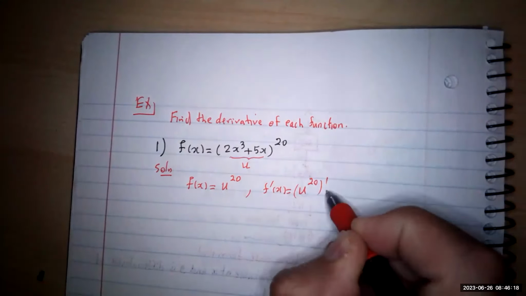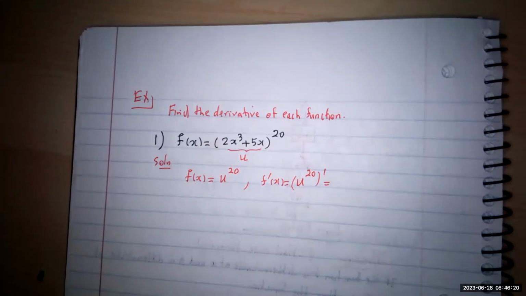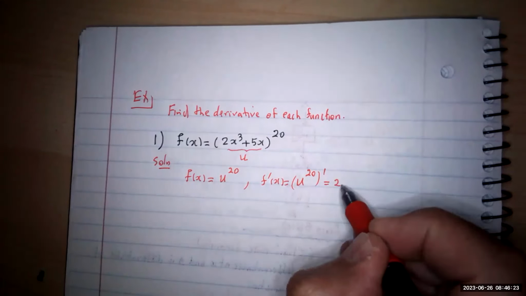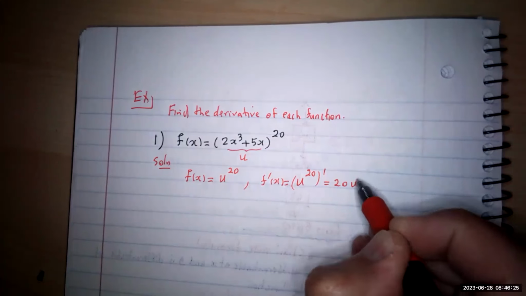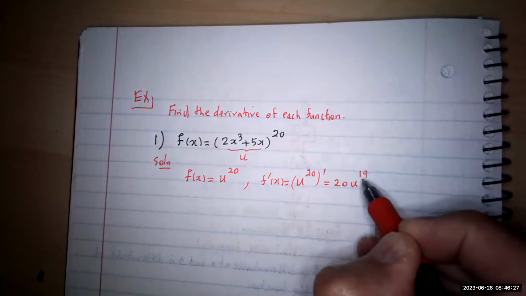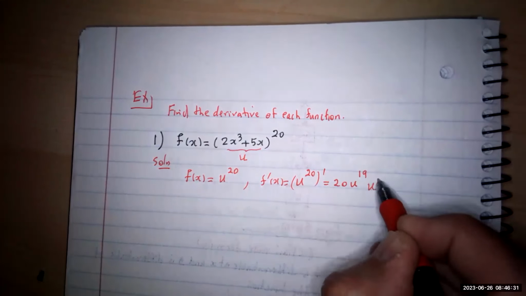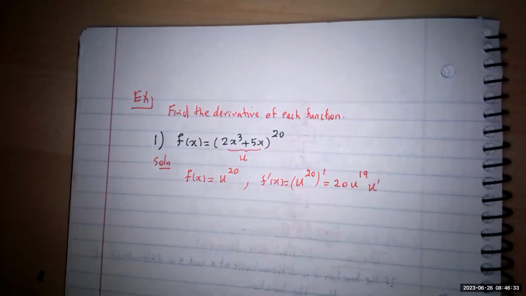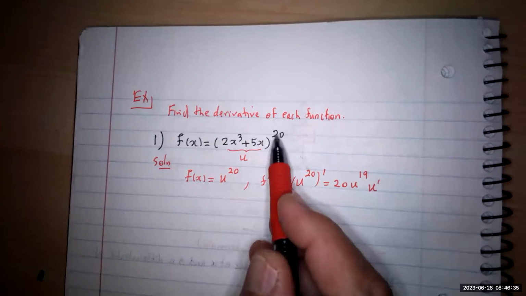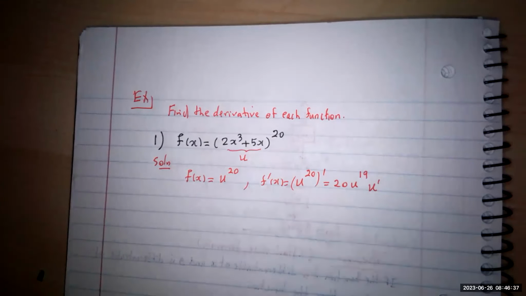So it's like u to the 20 prime. Action of differentiation. Bring the power down, 20. U to the 1 down, 19. That's the outside function. Times the derivative of the inside, u prime. That's your formula. Okay, so it's like u to the 20. So it's going to be 20 u to the 19 times u prime.